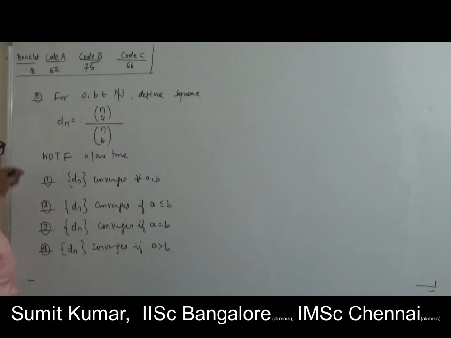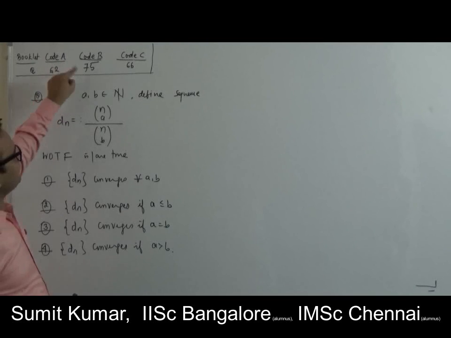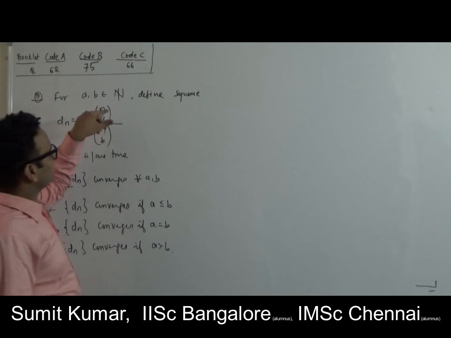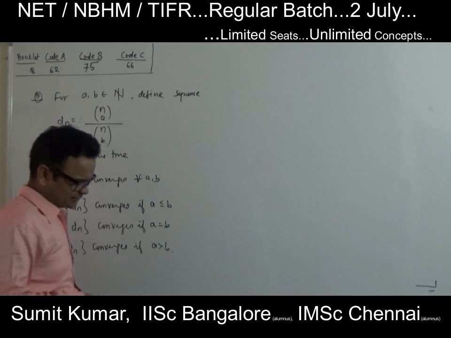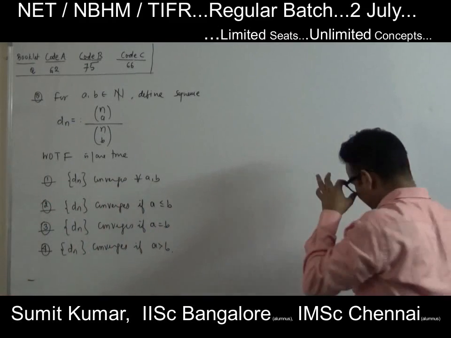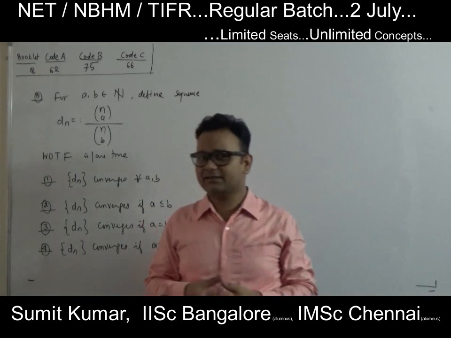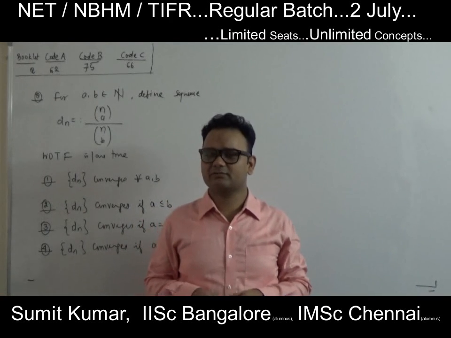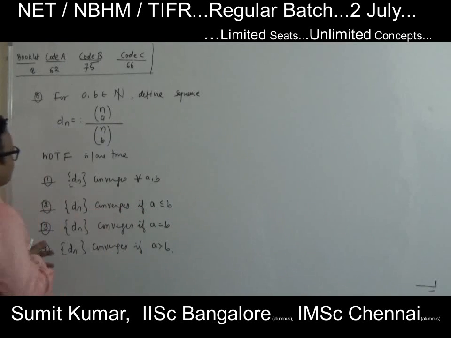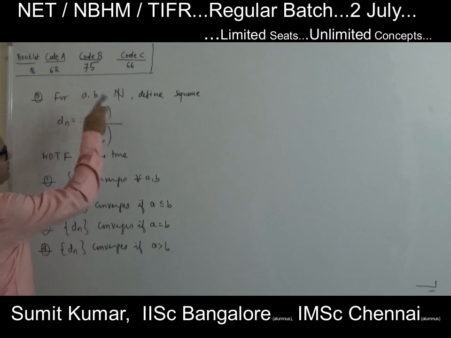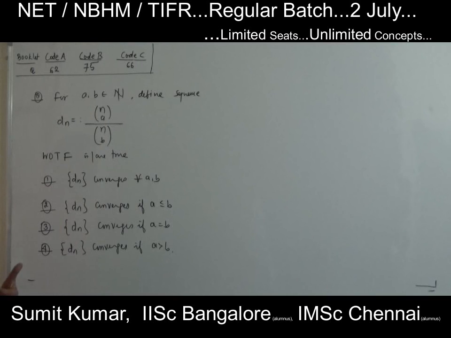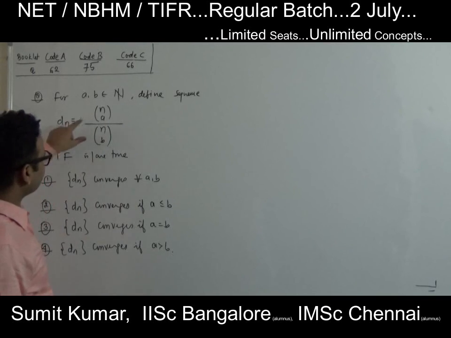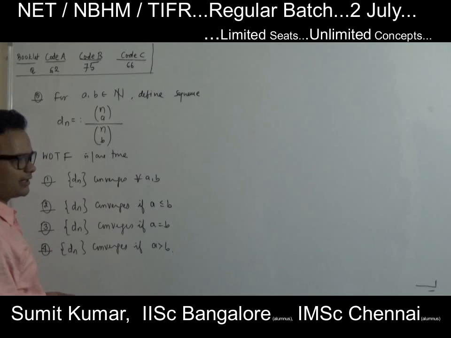This question in booklet code A is number 62, in booklet code B it is 75, and in booklet code C it is 66. Let us try to understand what concepts are involved in this kind of question and how one can approach it. So what is the question? Consider A and B are any natural numbers. Then define the sequence Dn as NCA by NCB. Then which of the following is true?